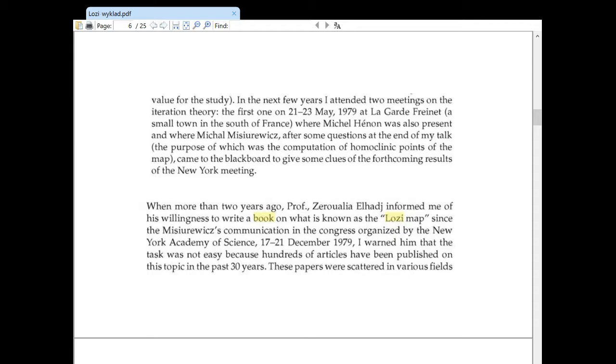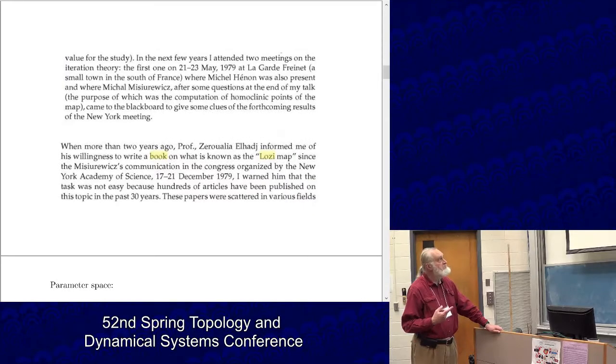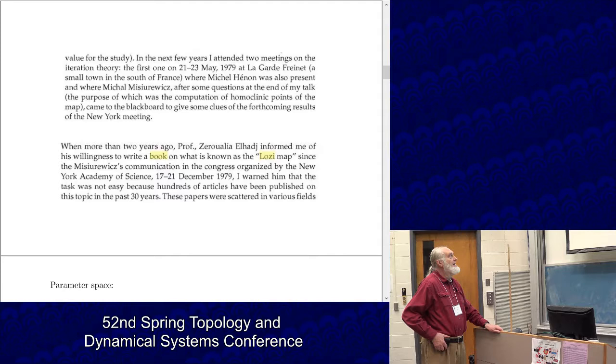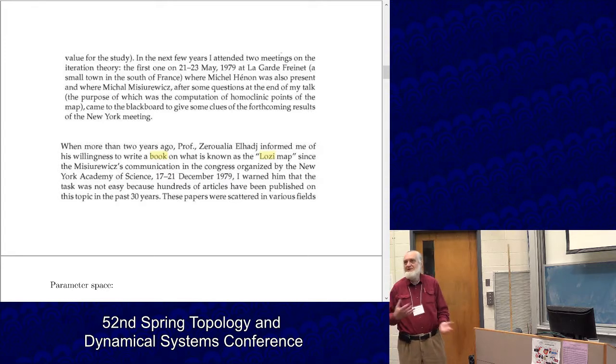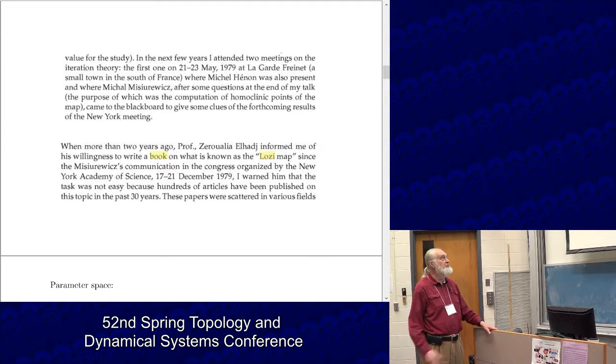And at this meeting, already between those two meetings, I made some work and wrote some paper about Lozi maps, and it seems like I was the first one to call this map Lozi map. But it was kind of obvious. If a Henon map is a Henon map, then this map, which was invented by Lozi, should be Lozi map.